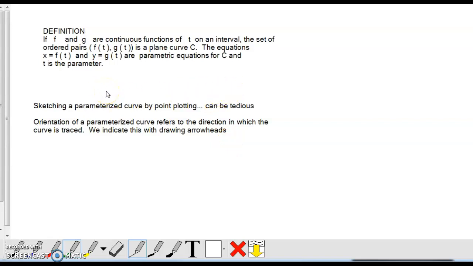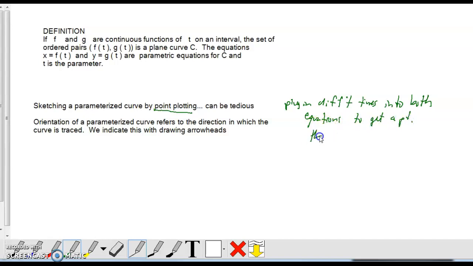There are two ways that we can focus on this. The first way we can do this is by plotting points, and this is actually the easiest way that we could do it. It can be tedious. Basically, what that means is that you're going to start at a specific time, and you're just going to plug in different times into both equations to get a point. Then plot the point.